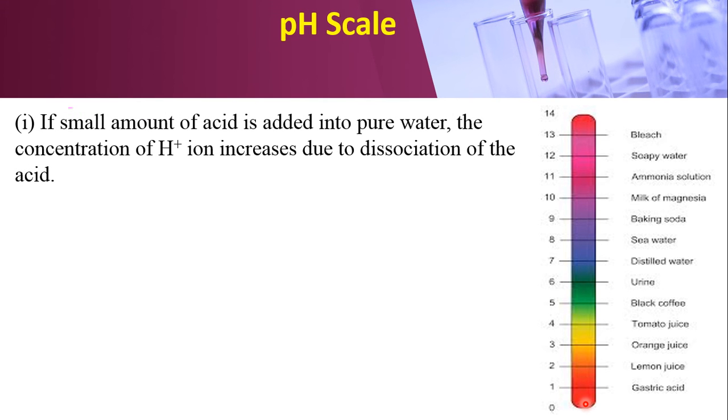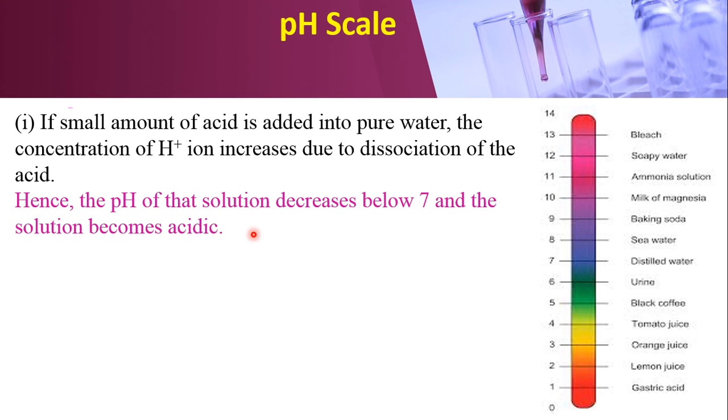Now look, already we knew that pure water has pH value 7. If a small amount of acid is added into pure water, the concentration of hydrogen ion increases due to dissociation of the acid. Acid is dissociated to produce hydrogen ion and the concentration of hydrogen ion is increased for this. As a result, pH of that solution decreases below 7 and the solution becomes acidic. Hence, since the concentration of hydrogen ion is increased, its pH value decreases and becomes below 7.